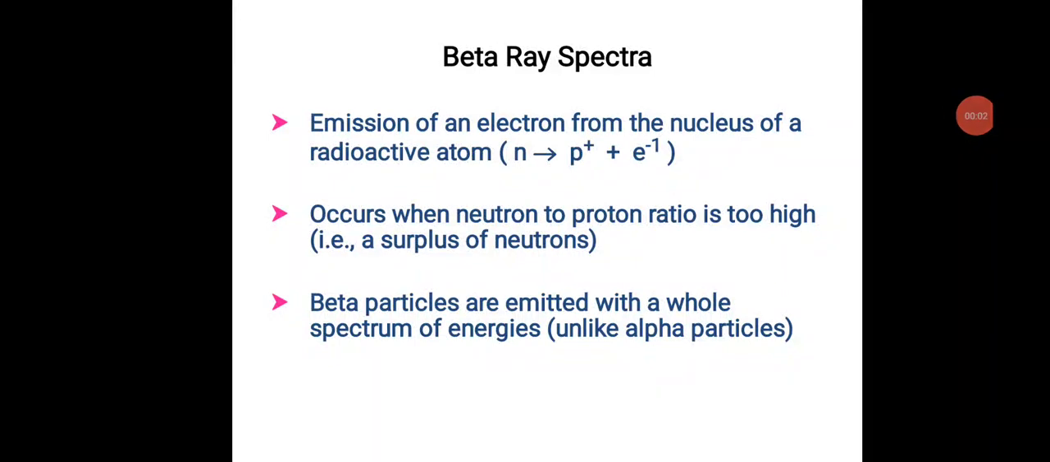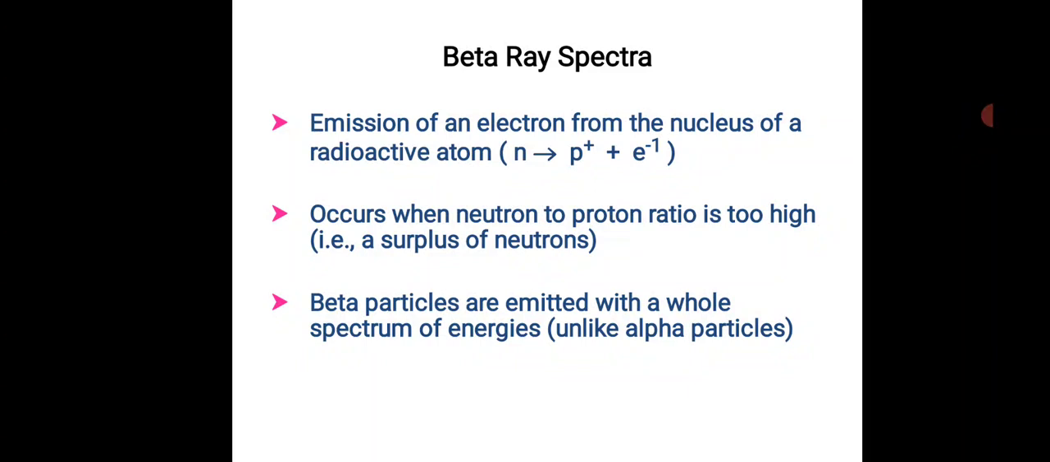Hello students, good morning. This is the topic we will discuss today, that is beta ray spectra. In this case, there is the emission of an electron from the nucleus of a radioactive atom. Here a neutron is converted into a proton with the emission of an electron.